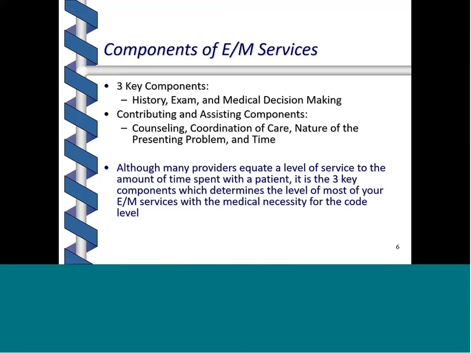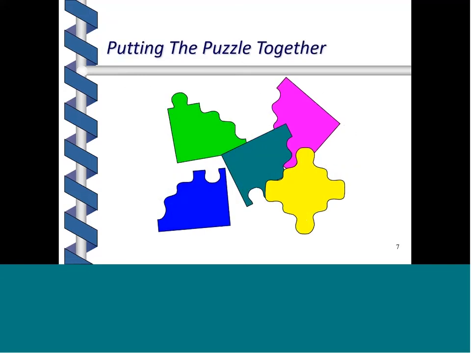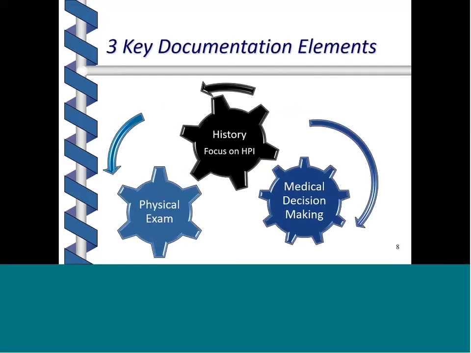So I put in here that although many providers equate a level of service to the amount of time spent, it really is the 3 key components that determine the level of services for most of them that we're providing at MDTU through Almost Family and LHC. It really is those 3 key components, the history, the exam, and the medical decision making that determine those. So what I'm going to spend the time on today, really this next portion, is putting that piece of the puzzle together: what the history, exam, and medical decision making do to come together to end up having you select that E&M level of service, new or established patient.